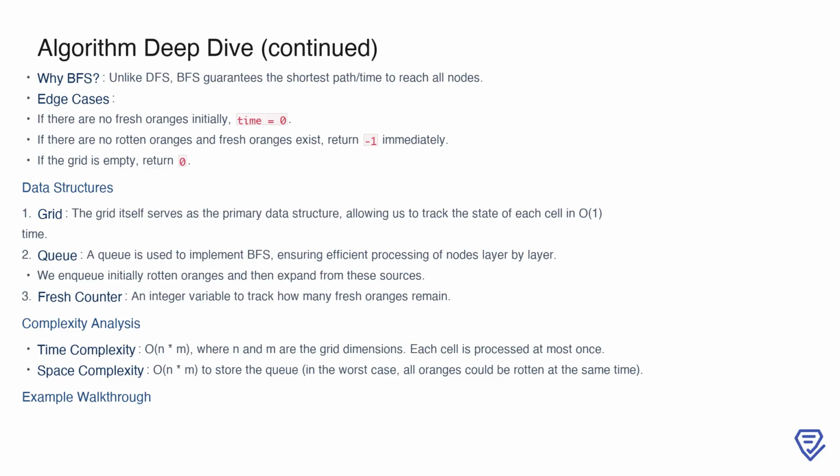The algorithm relies on 3 key data structures: the grid itself, which lets us track the state of each cell in constant time, a queue, which organizes the BFS process efficiently, and a fresh counter, which helps us determine when all fresh oranges have rotted.